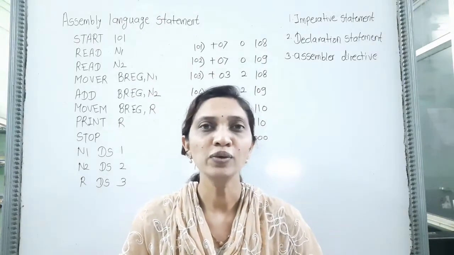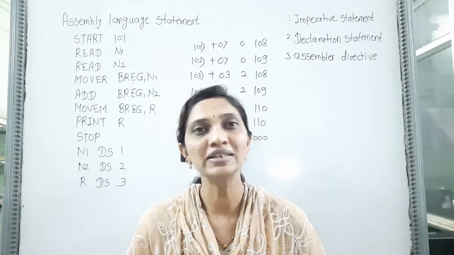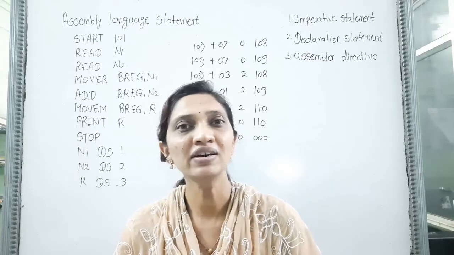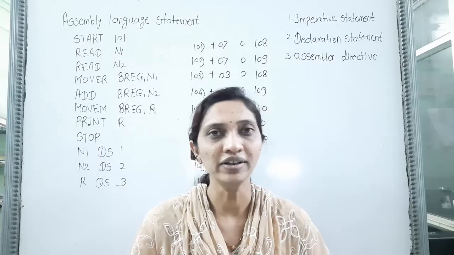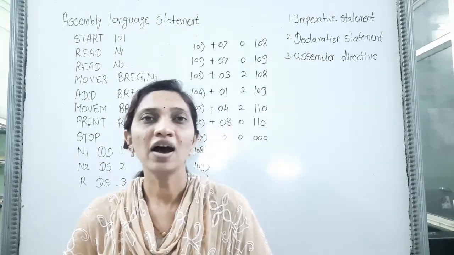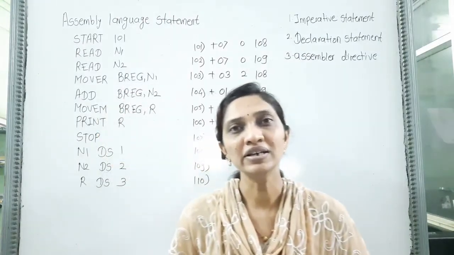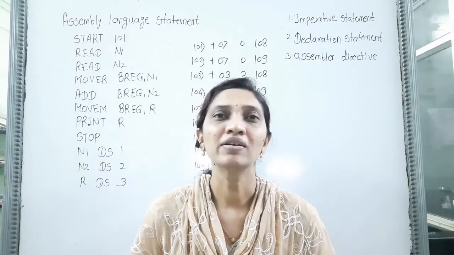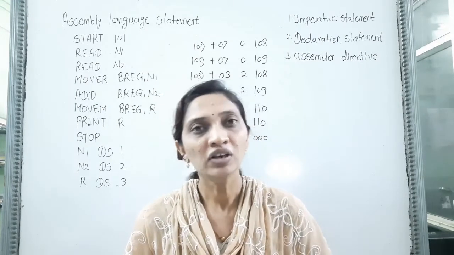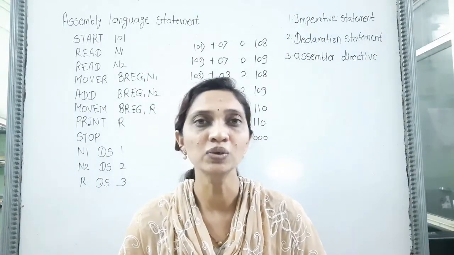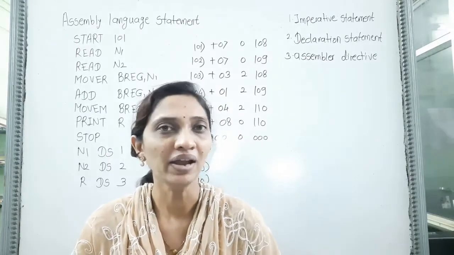The first 2 digits are used for the mnemonic opcode. The third digit is used to represent the first operand, which is always a register, that means A register, B register, C register or D register. And the last 3 digits are used for the memory address. In this way, by using 6 digits, we can represent a machine instruction.